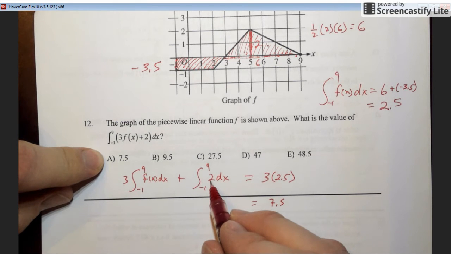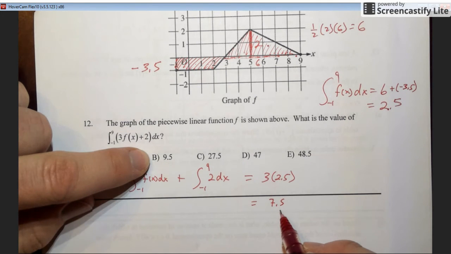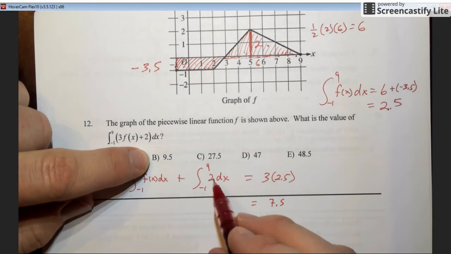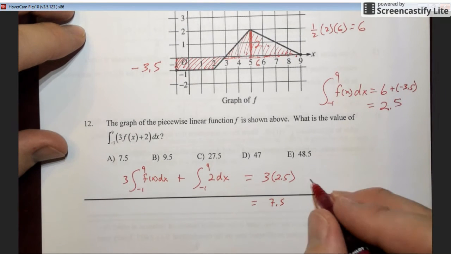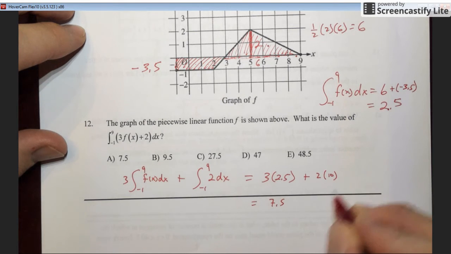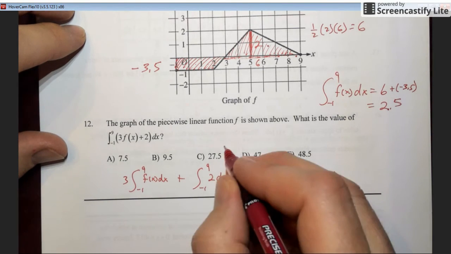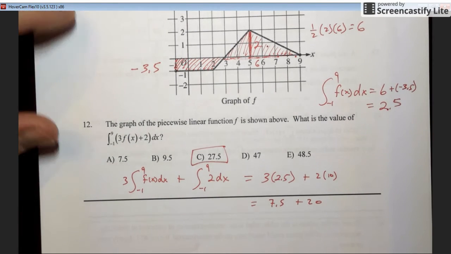Then we see the plus 2. If we add 2 to that, we would get 9.5. Remember, we don't want to do that. We want to do 2 times the range. 9 minus -1 is 10. So we're adding 2 times 10, which means we have to add 20, which means we want C.